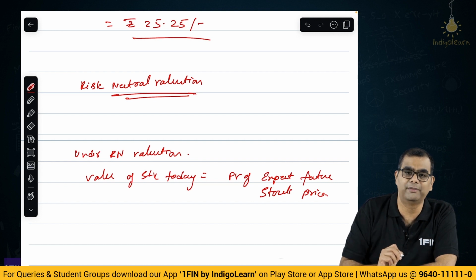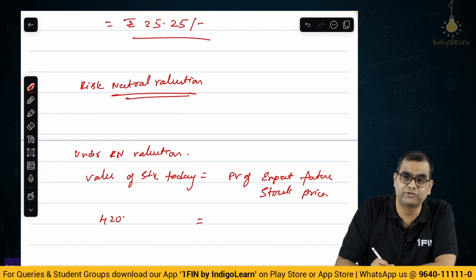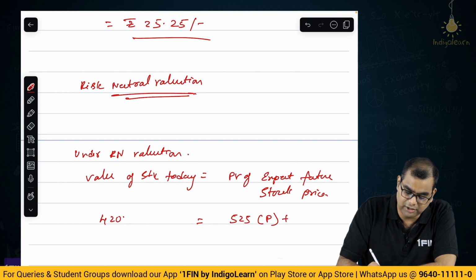Using this, you find out the probability. So what are they saying? What is the value of the stock today? Stock today value is at 420. Okay. What is the expected future price? You have either 525, which has P probability, or 378 with 1 minus P probability.